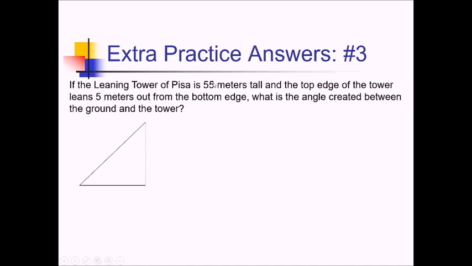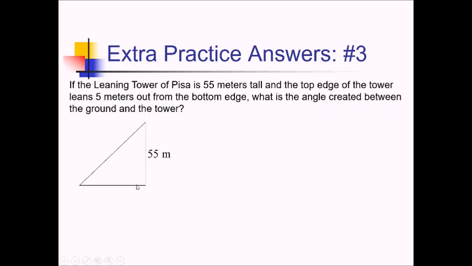So the height of the tower is over here, but it also corresponds to this side of the triangle here. So this is going to be 55 meters, rather, not feet, 55 meters for that side of the triangle. And the top edge of the tower, which is up here, leans 5 meters out from the bottom edge.